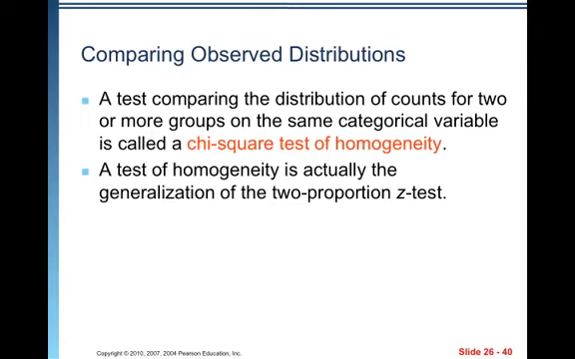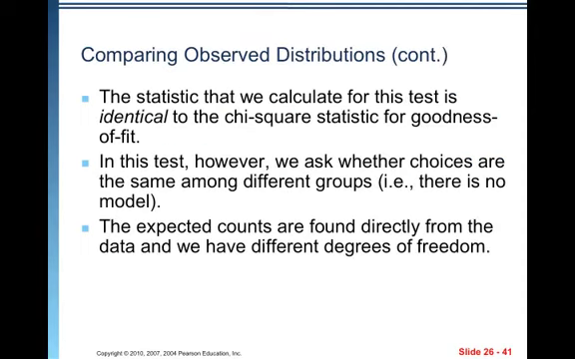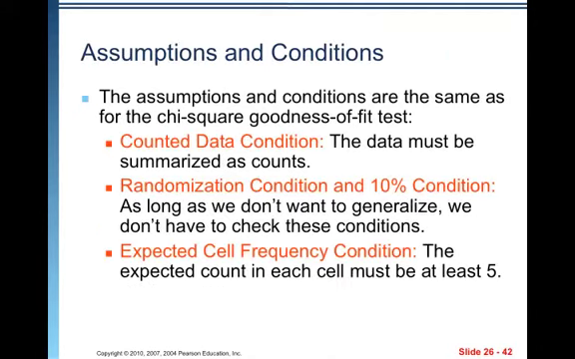So a test for homogeneity is actually a generalization of the two proportion Z test. It's just there's more involved to it. The statistic that we calculate for this test is identical to the chi-square statistic for goodness of fit. In this test, however, we ask whether choices are the same among different groups. In other words, like I said before, there is no theoretical model. The expected counts are found directly from the data, and we have different degrees of freedom, okay? Because there is no theoretical model, the expected counts come from the data themselves.